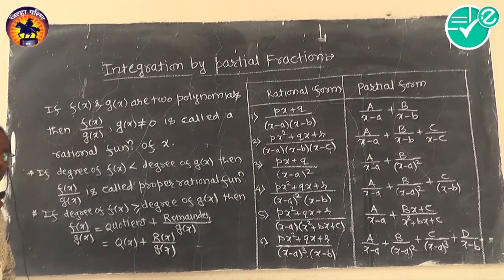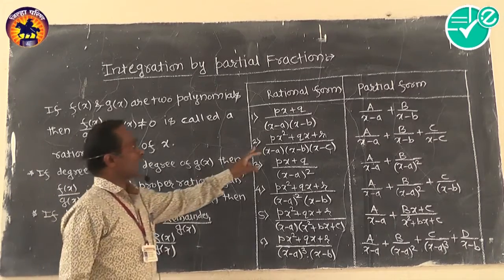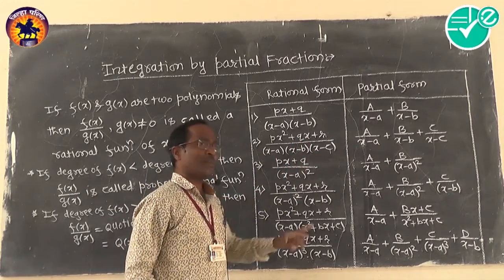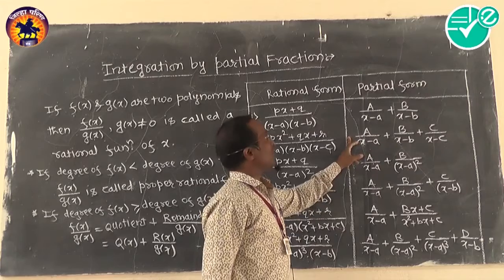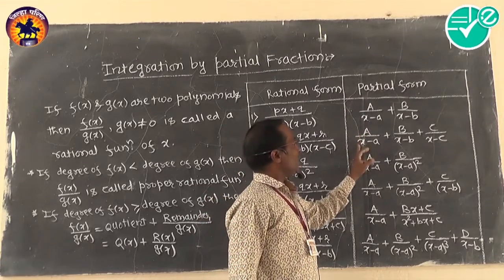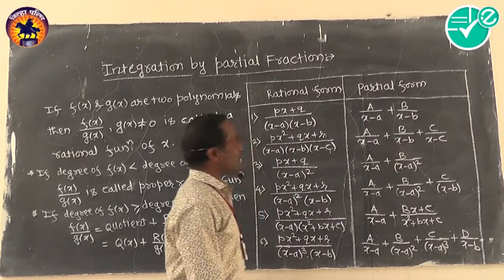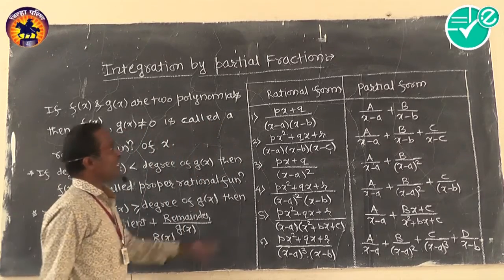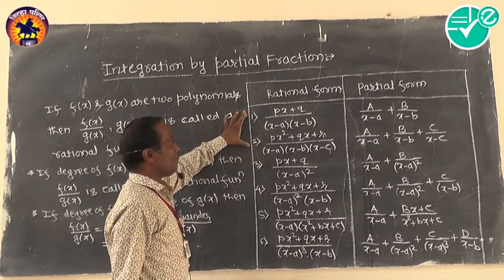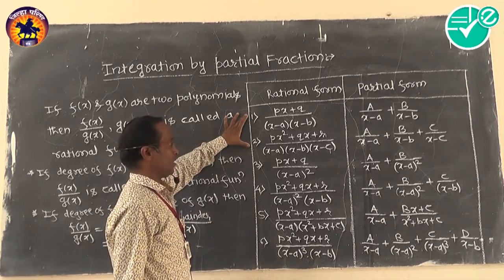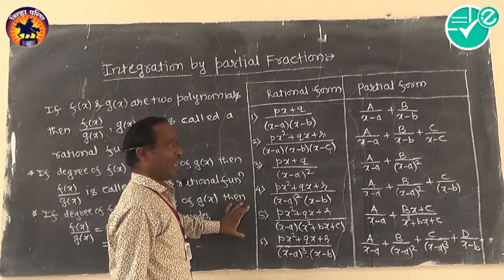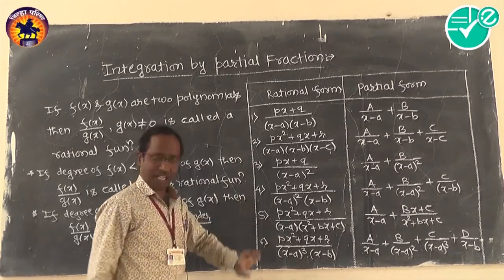If the integrand function is in the form of a rational function, that is px square plus qx plus r upon x minus a into x minus b into x minus c, then this can be expressed in partial fraction form as A divided by x minus a plus B divided by x minus b plus C divided by x minus c. Now, these two forms are non-repeated linear factors. Now this is repeated linear factors, and this is non-repeated linear and quadratic factors.